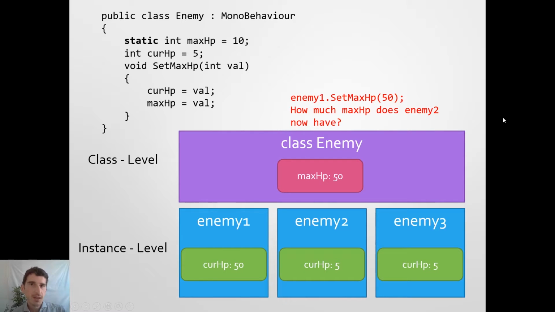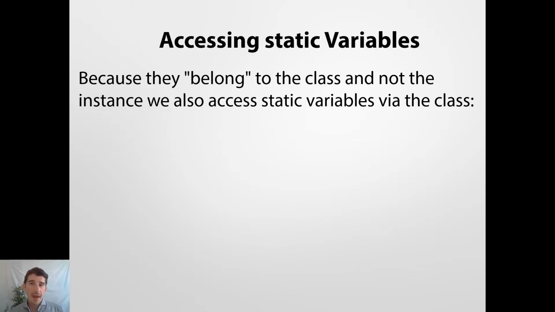So this is something you always have to be aware of. This can be, like in this case, not what we want. But in many cases, this behavior is very, very useful. And you'll see how useful this is if I show you how we implement exactly this behavior in our Singleton design pattern. To access a static variable, you need to do something a little bit different than with normal variables, because they belong to a class and not to an instance.